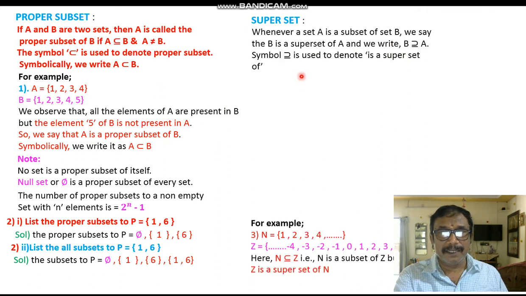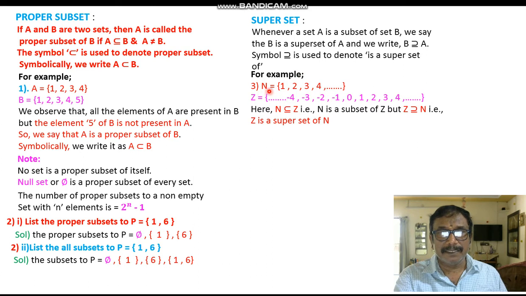Similarly, we take another example. Let N be the set of natural numbers starting from 1, 2, 3, 4 and so on. Z is the set of integers. It contains the elements in N. So N is a subset of Z, and Z is a superset of N.